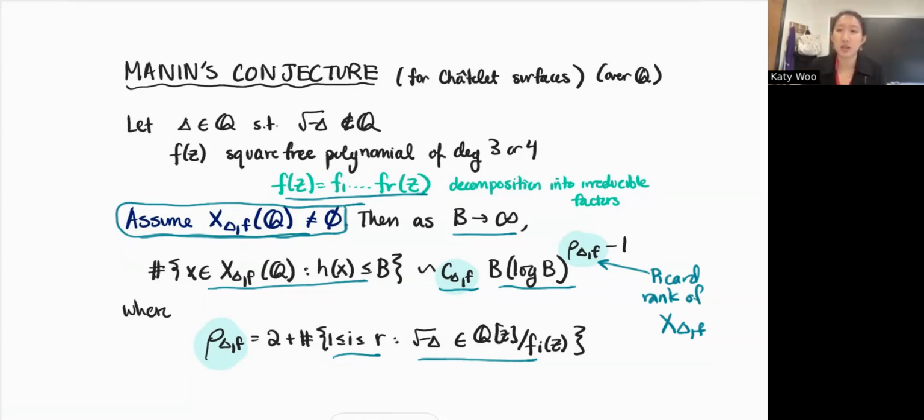In the case of Châtelet surfaces, due to a geometric property called unirationality, if you have a rational point, then you already know that you have a Zariski dense set of rational points. So all of these assumptions will be equivalent in this case.